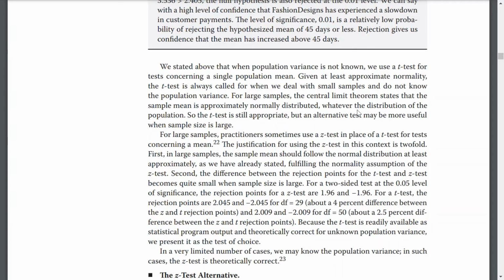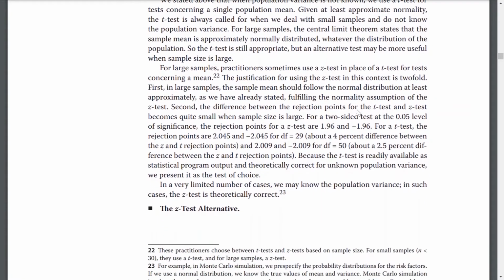For large samples, the central limit theorem states that the sample mean is approximately normally distributed, whatever the distribution of the population. So the t-test is still appropriate, but an alternative test may be more useful when the sample size is large. For large samples, practitioners sometimes use a z-test in place of a t-test for tests concerning a mean. The justification for using a z-test in this context is twofold. First, in large samples, the sample mean should follow the normal distribution, at least approximately, as we have already stated, fulfilling the normality assumption of the z-test.